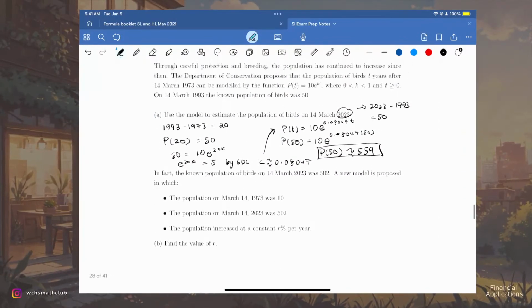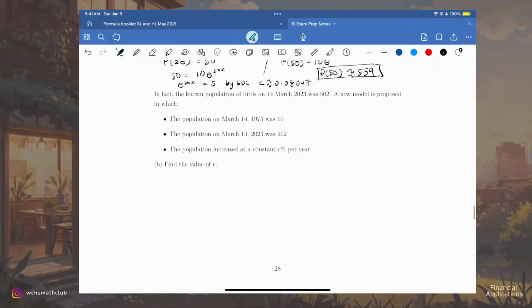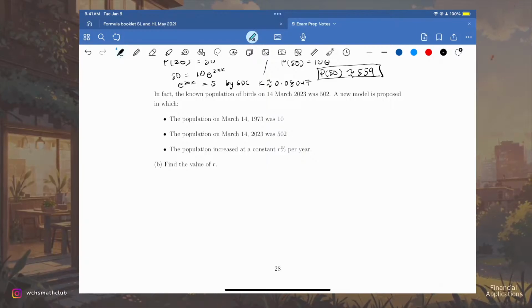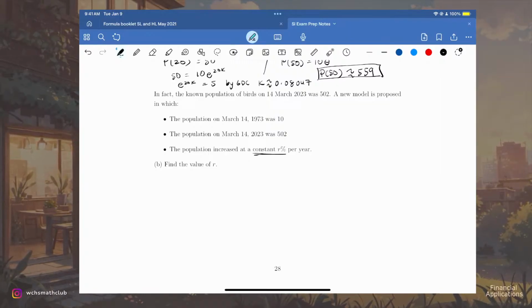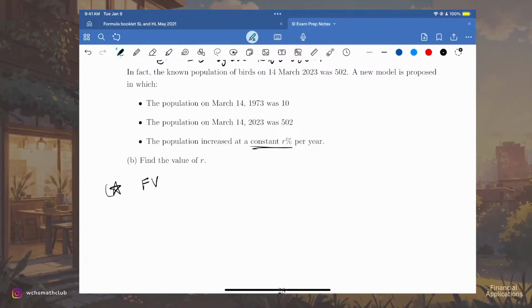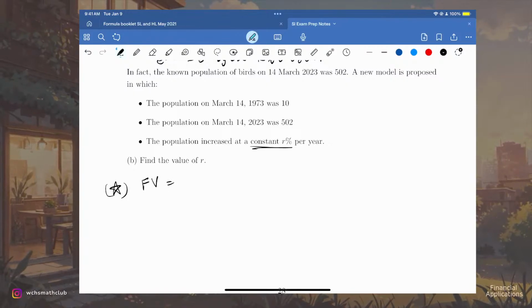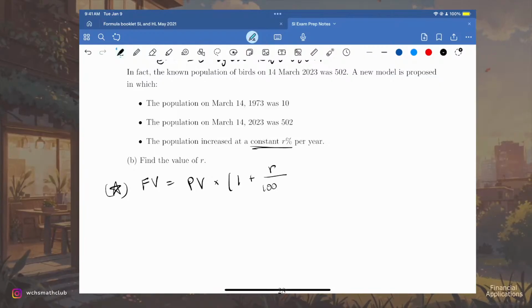Actually, for this question, instead of using a regression, you can just use a compound interest equation to solve it, because we have a constant rate per year. So we can use the equation, which isn't one that we have particularly learned, but it's good to keep in mind for now. The compound interest equation is future value is equal to present value times 1 plus r over 100k to the power of kn.